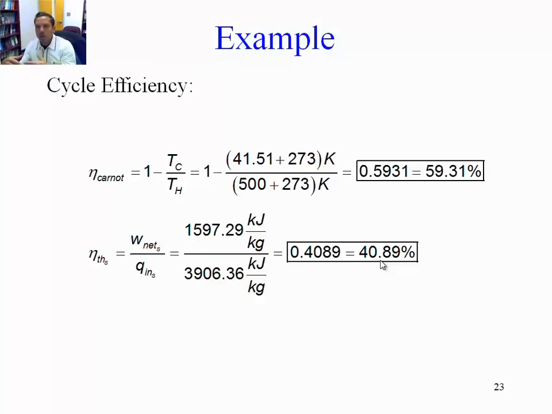Is it worth doing all this investment of adding this reheat cycle and the additional piping and the additional losses in order to increase the efficiency by only 1.1%? Well, don't think about 1.1%. Think about the energy cost.